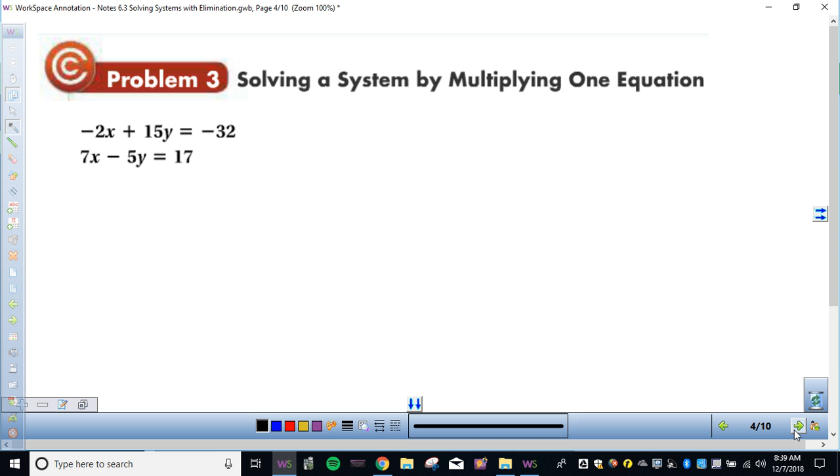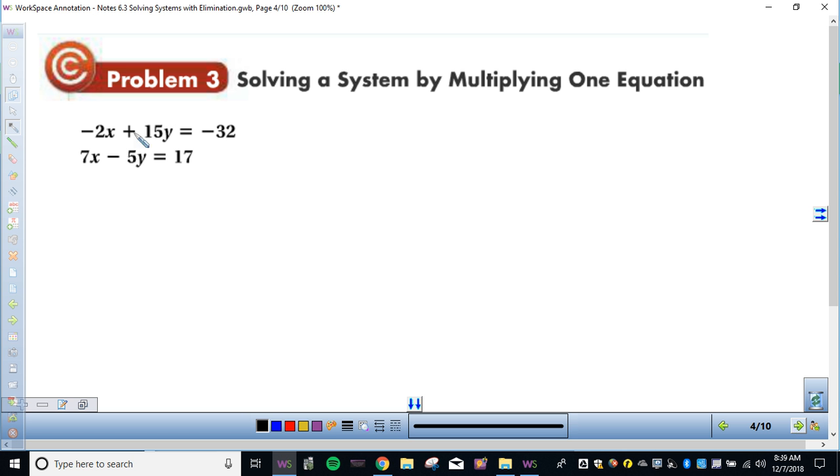We're going to cancel y. What can I multiply this -5 by to make the y's cancel? Wait, no, answer this question first, then I'll take your question. What do I have to multiply the y by to make the y's cancel? Amanda. So if I multiply by -3, what does that become, the y? Positive 15. 15 plus 15, 30.